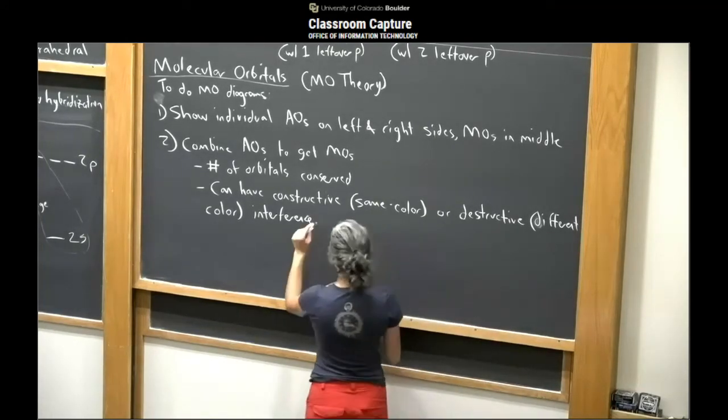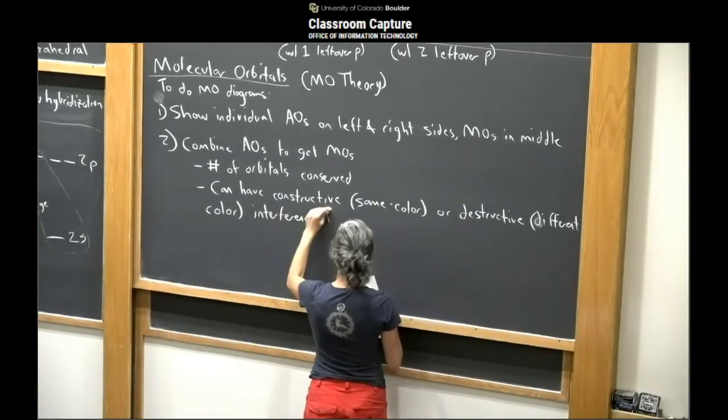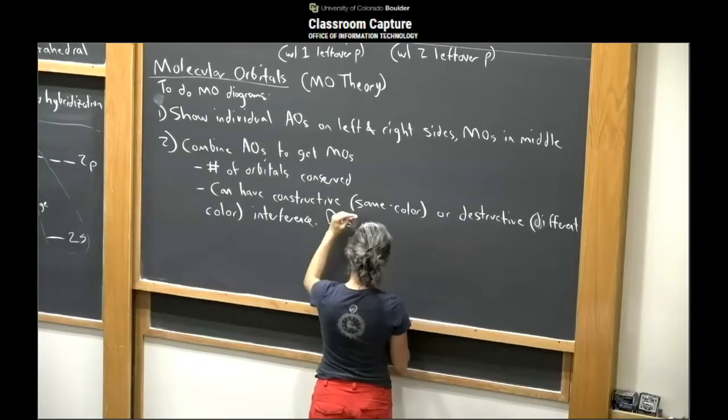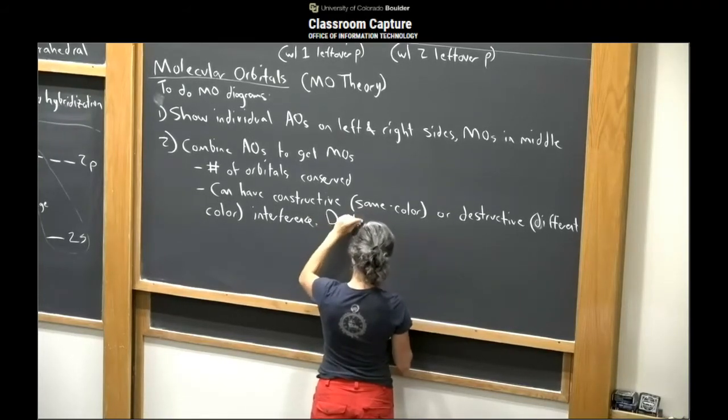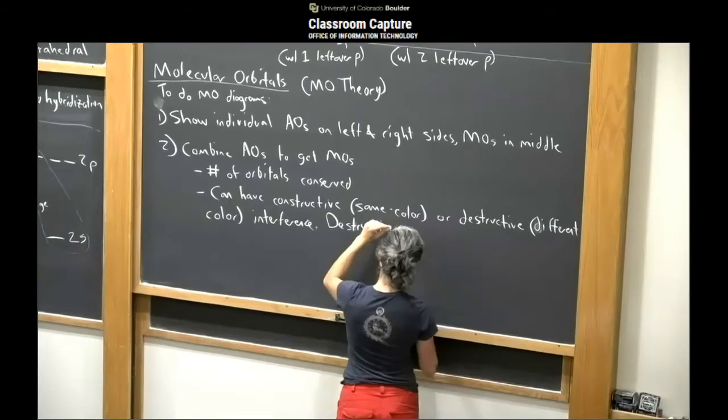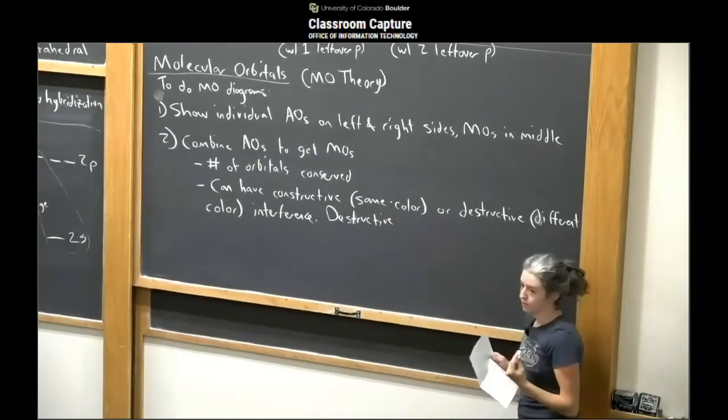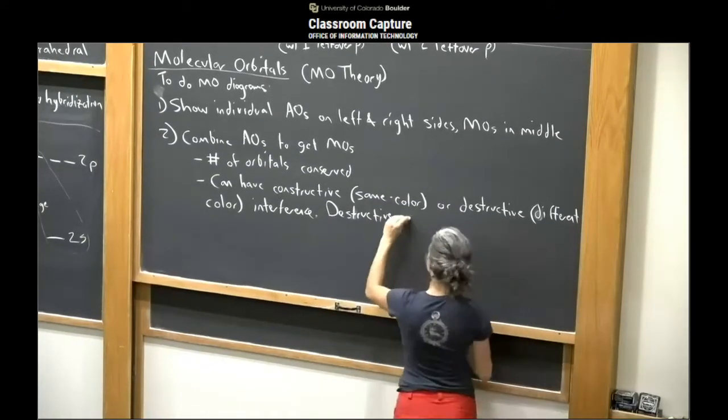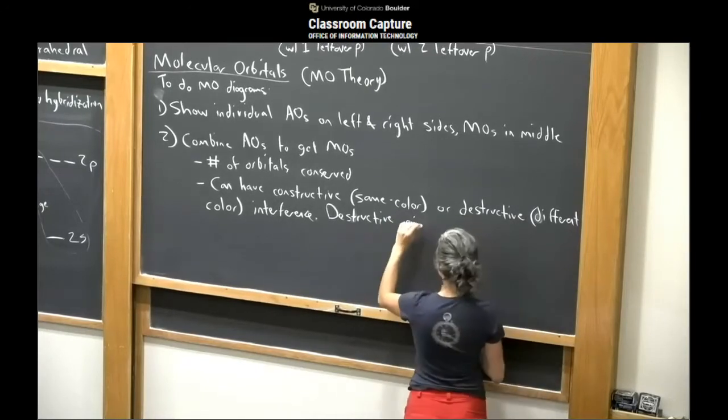It's also worth noting that destructive interference creates a new orbital with more nodes. And I see your question in the back. I'll get to you in just a second.